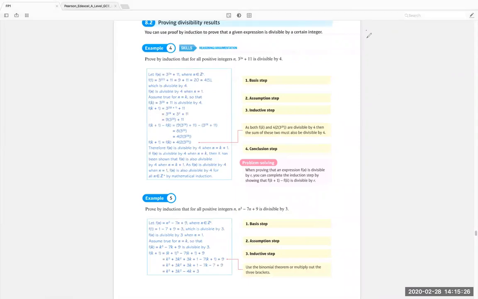So still step 1: let Pn be the statement. What statement is it? This one. There's no formula here, you can't see an equal sign here. So 3 times 2^n plus 1 is divisible by 4.